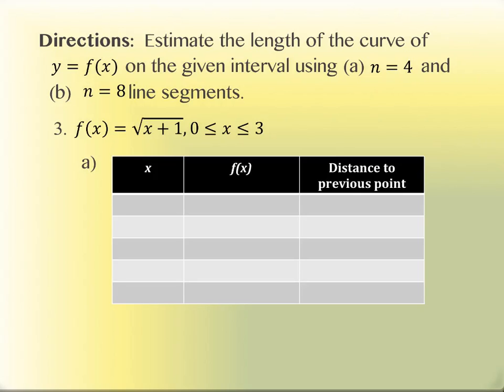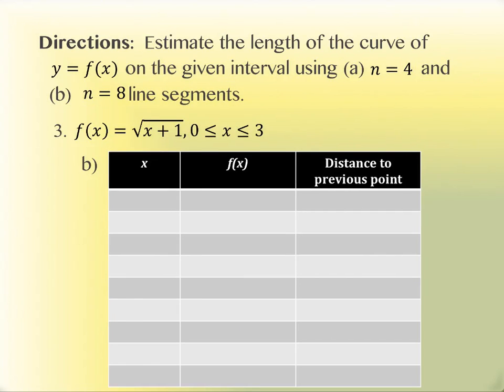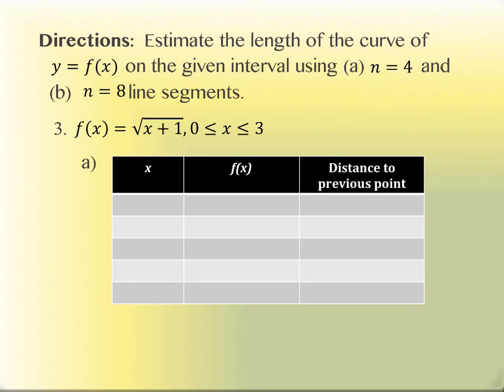So I have a table for each of those. Here's the other table that we're going to fill in. The first thing to imagine is that x-axis, starting at 0 and going to 3. If I need to split it into 4 pieces, I can split it in half, and then split those in half again.